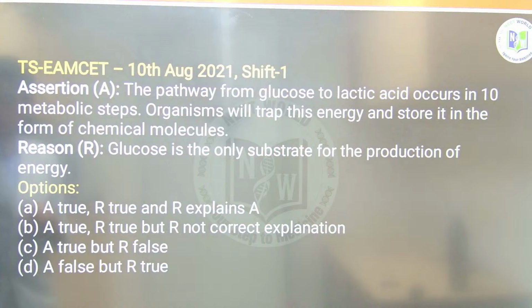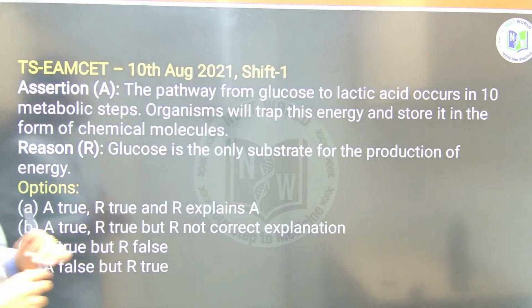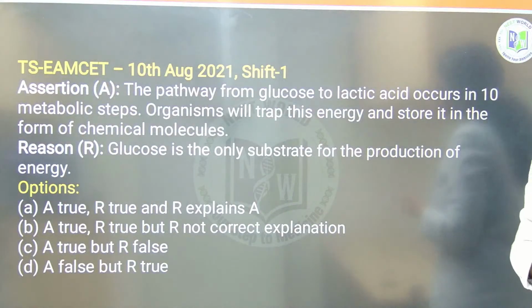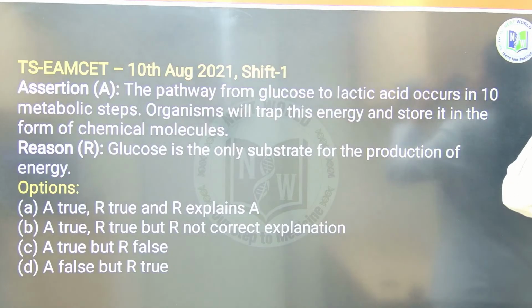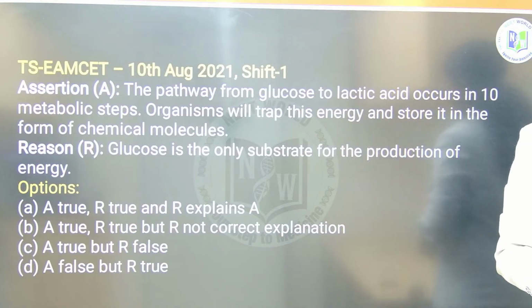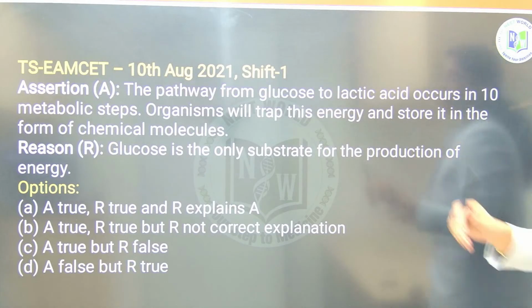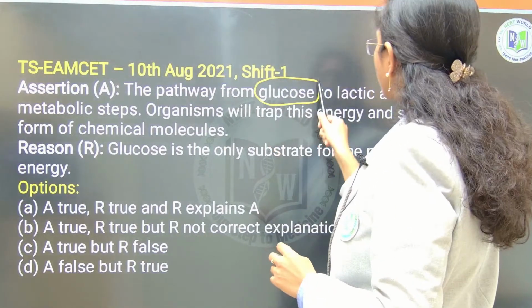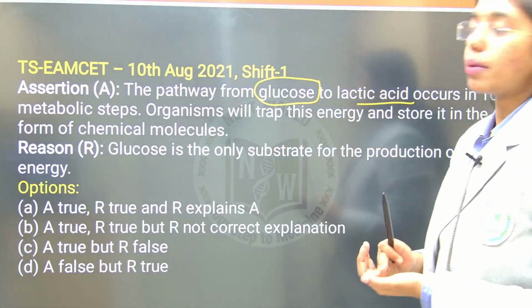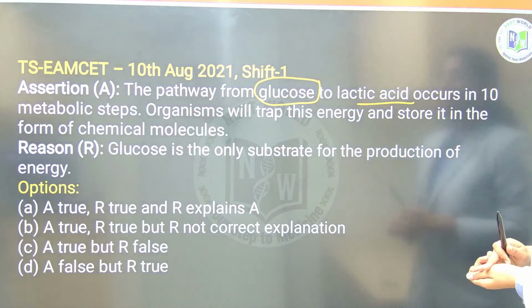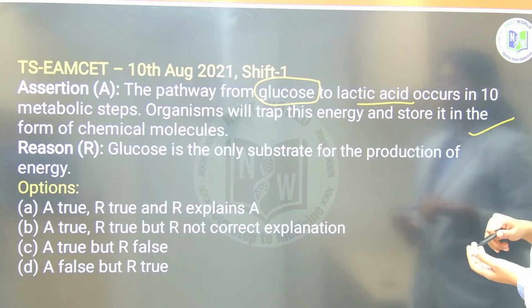Look at this question. Assertion reason type again. The pathway from glucose to lactic acid occurs in 10 metabolic steps. Organisms will trap the energy and store it in the form of chemical molecules or chemical bonds. True.